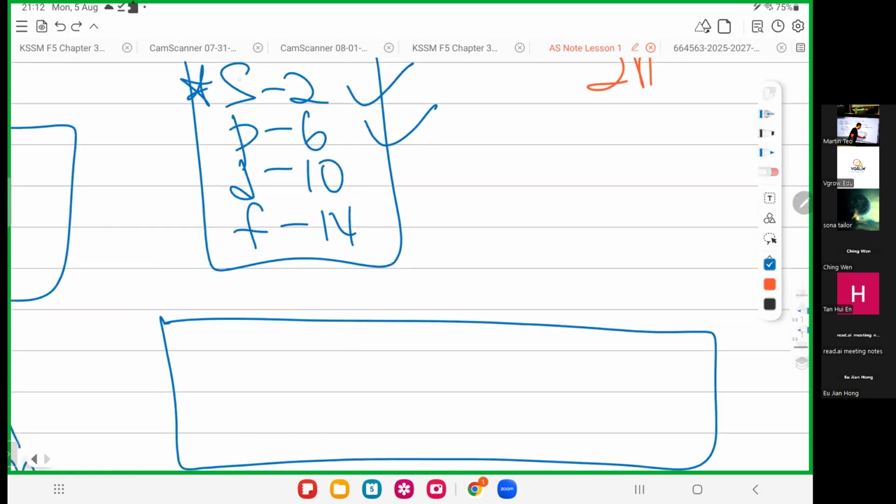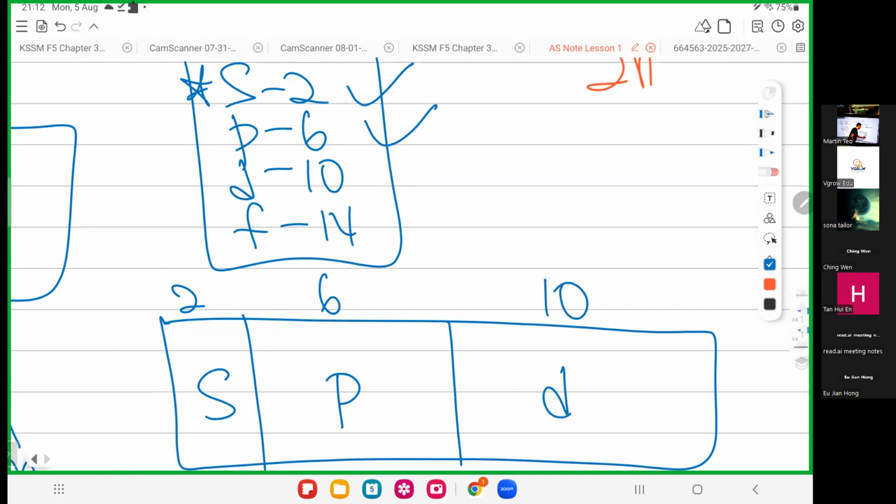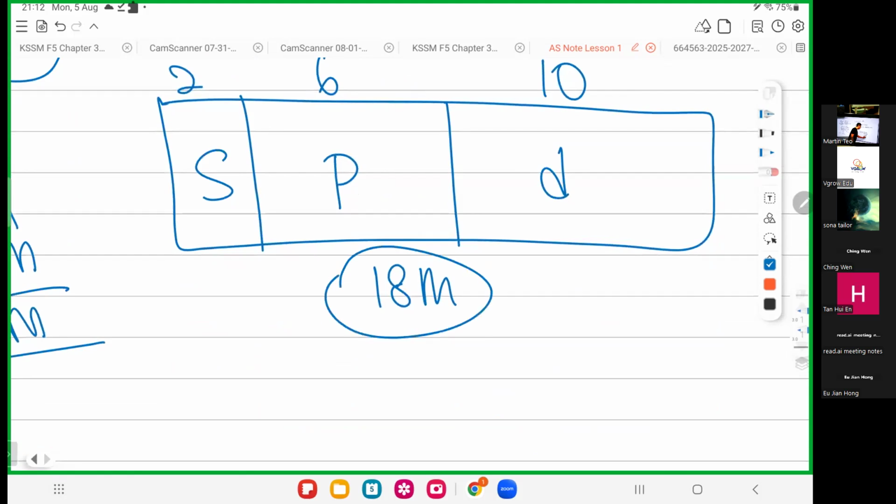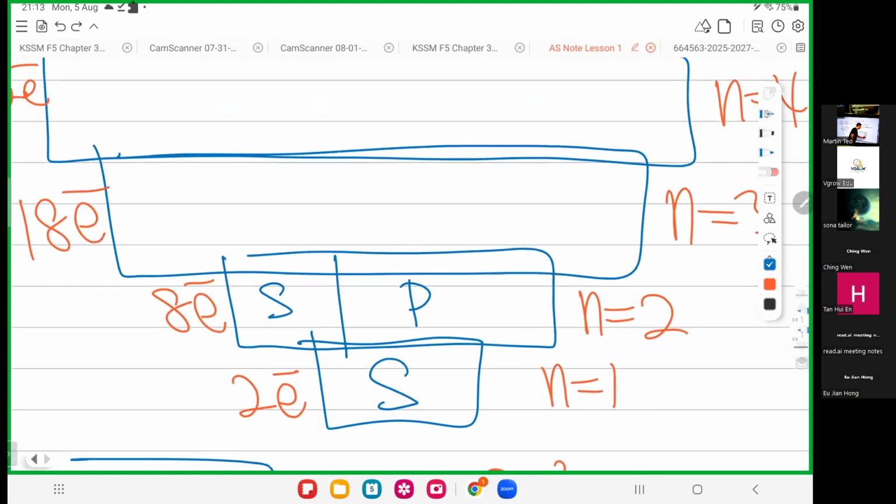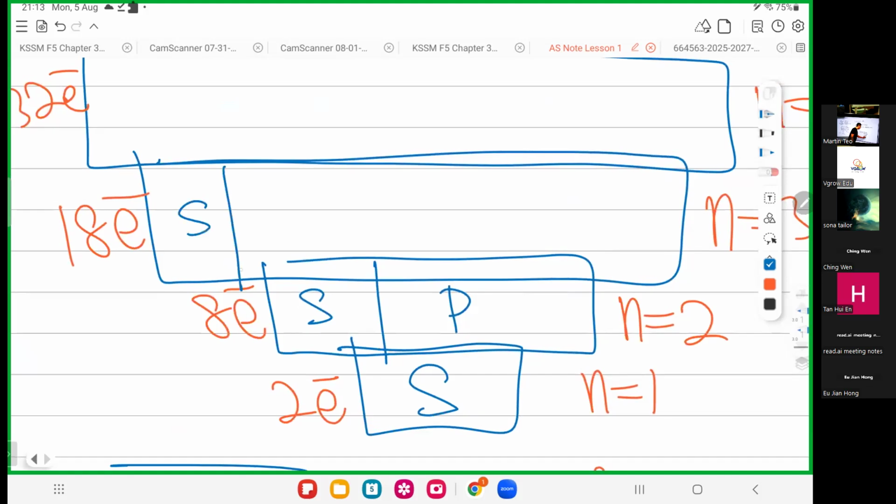So 18. So S got 2%. After that, P got 6%. So now you can go for D. D got 10%. Am I right? 2 meter cake, 6 meter cake, 10 meter cake, add together 18 meter, which is exactly the same as the third floor. So third floor has 3 cuttings. The third floor can cut S, can cut P, and can cut D.